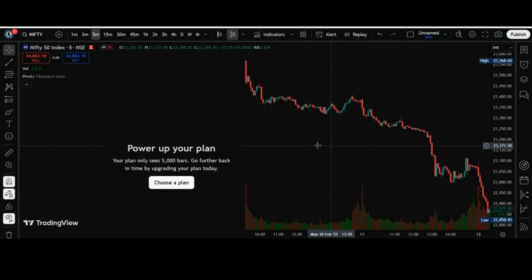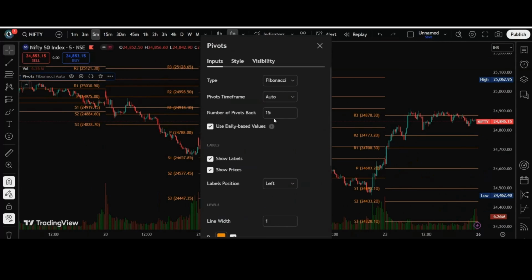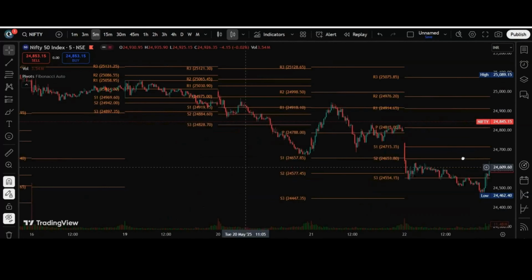Why don't you see any levels? Because if you see, it is plotted only 15 pivots. So let's make it 1500 pivots so that we can see right from the first.